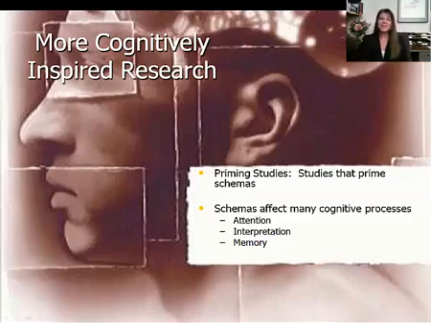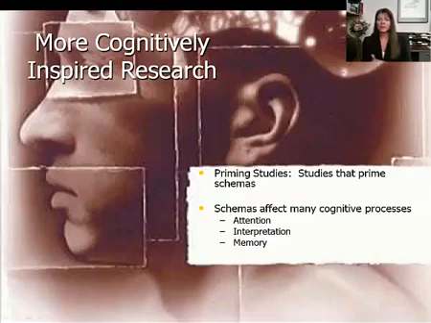Some more research that has been inspired by the cognitive approach. We're going to start here with priming studies. And priming, remember, is the concept of bringing something to mind. So we can prime you, for instance, to think about anything. We could prime you to think about coffee, right? And see how that affects your cognitive processes. So that's what priming studies are.